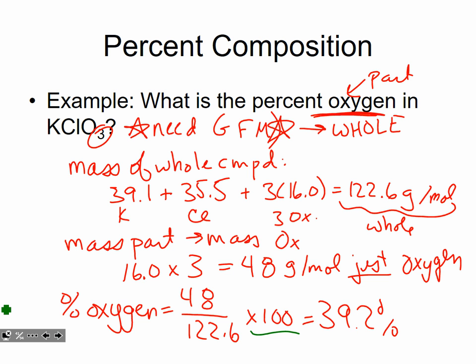The times 100 is absolutely critical. Quite often, a problem might simply ask for just what's the correct numerical setup for calculating the percent composition, and if you do not include the times 100 in your numerical setup, it is not a correct numerical setup. You have to include the times 100. The times 100 is what makes it a percent. If you just do part over whole, that's not a percent. So somewhere in the problem, you must indicate that you are multiplying by 100.